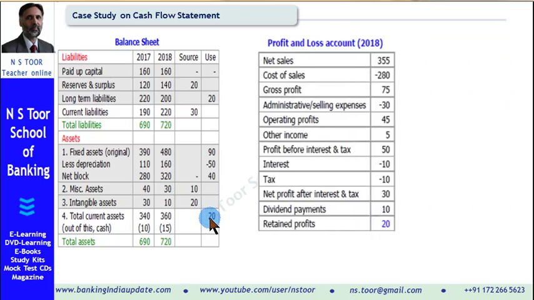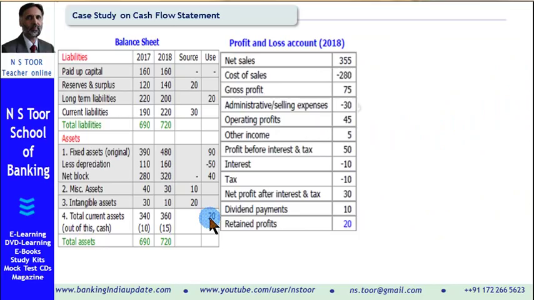Now let us see the profit loss account. In the profit loss account, we have the data relating to retained profits. We have the data relating to dividend payments. We have the data relating to net profit after interest and tax, etc. So this is summary of the profit loss account. Based on these sources and uses and information available in profit loss account, we shall now prepare cash flow statement.